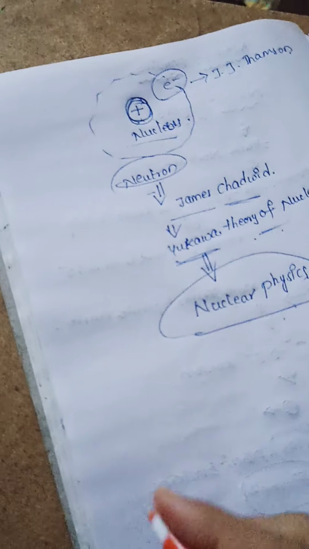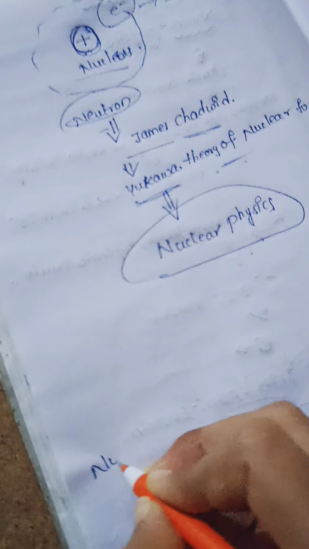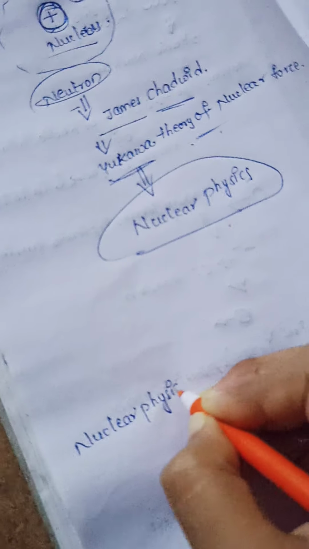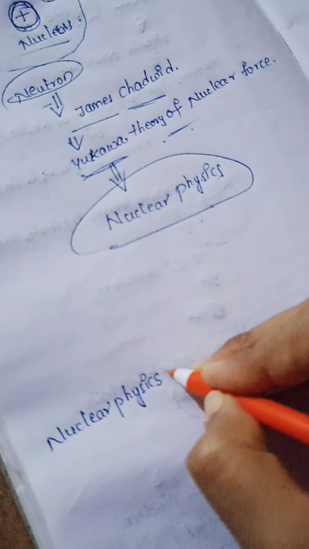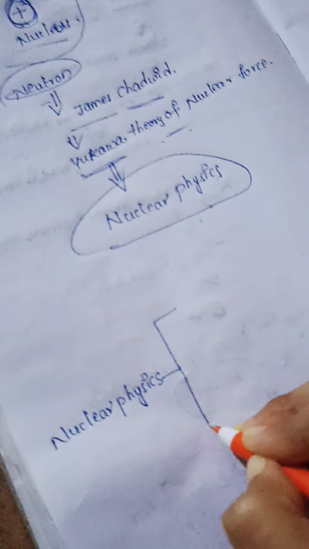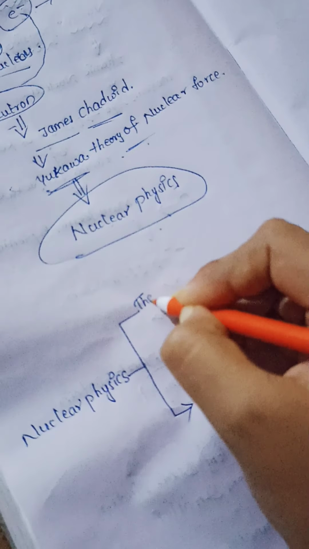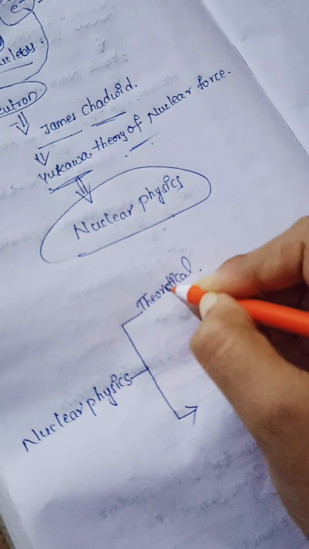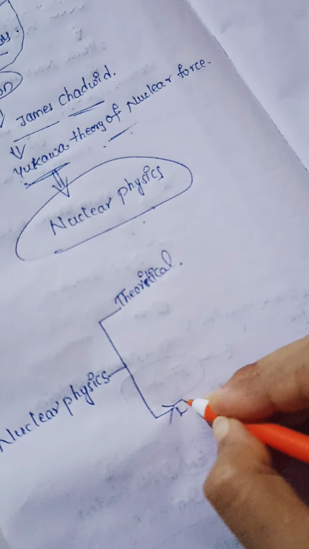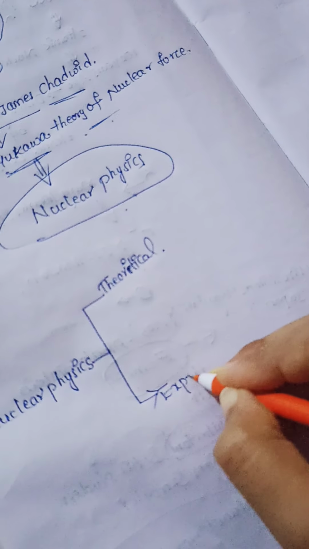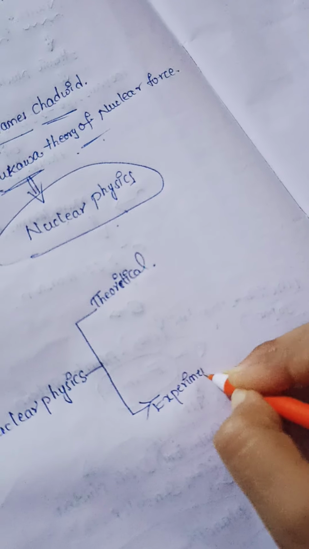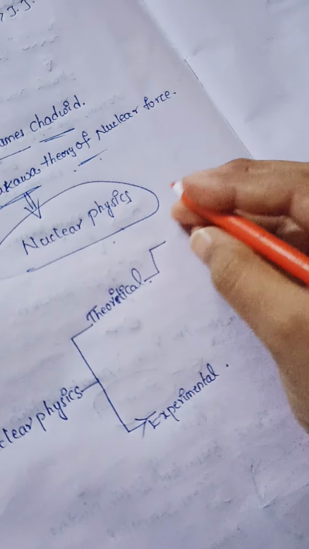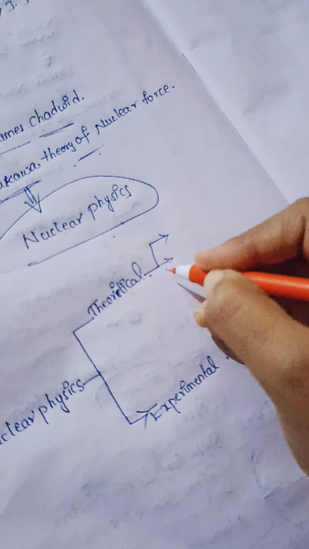Now I am entering into our chapter, that is nuclear physics. To explain nuclear physics there are two points of view: one is the theoretical explanation, and next is the experimental explanation. First it is theoretical, and in this theoretical part I am going to divide the topics.